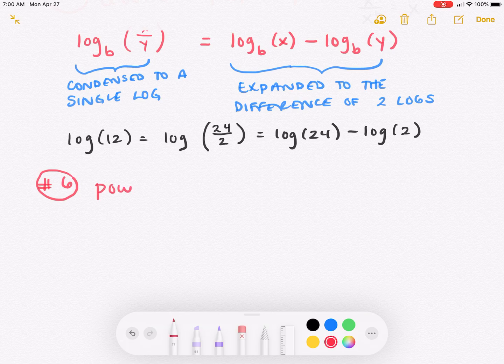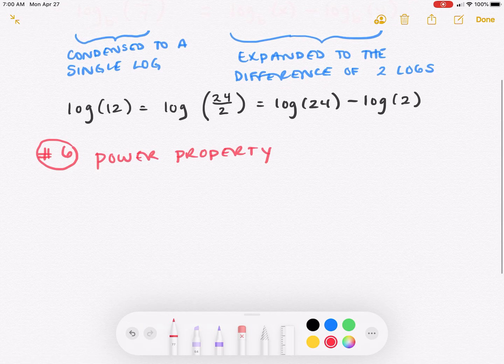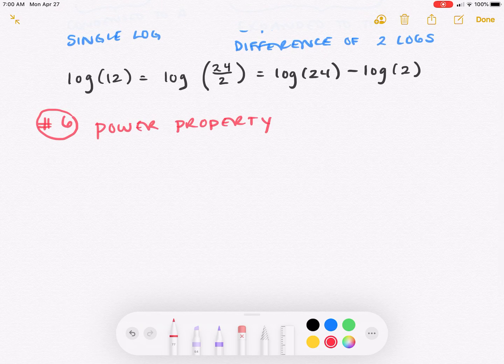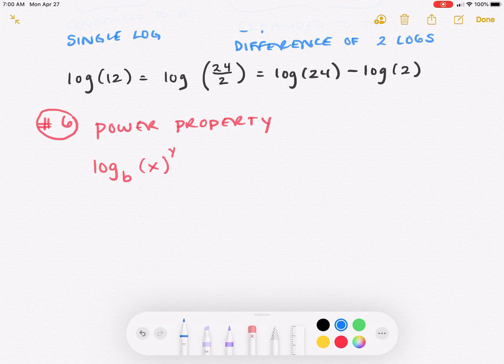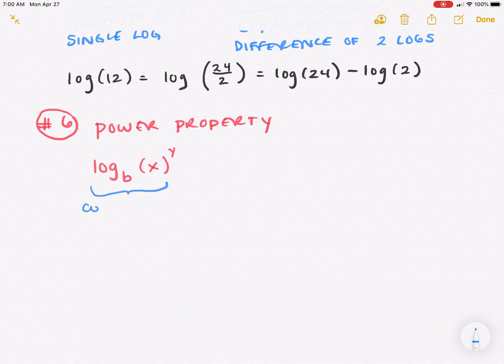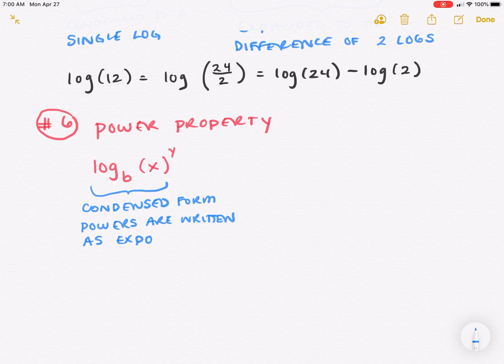This is what's called the power property. And this one is super, super useful. So make sure it's our last property, but make sure you continue to listen, because this one we're going to use all the time. And this says that if we have log base b of a number raised to a power. Now this is important too, because maybe it's not quite as intuitive that this is condensed form. But what I want you to notice is the powers are written as exponents.